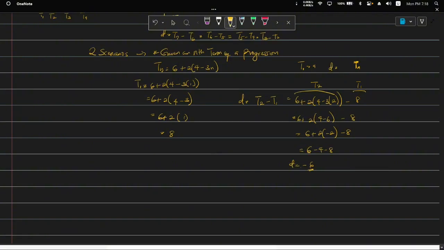Yeah. And if you have to find, let's say, a particular term, like the 40th term, it is going to be substituting for n, which is going to be easy. Which is going to be 6 plus 2 into bracket 4 minus 3 into bracket 40, which leads us to 6 plus 2 into bracket 4 minus 3 times 40, which is minus 120, which takes us to 6 plus 2 into bracket minus 116. And if you press your calculator, so you go to your calculator, please.